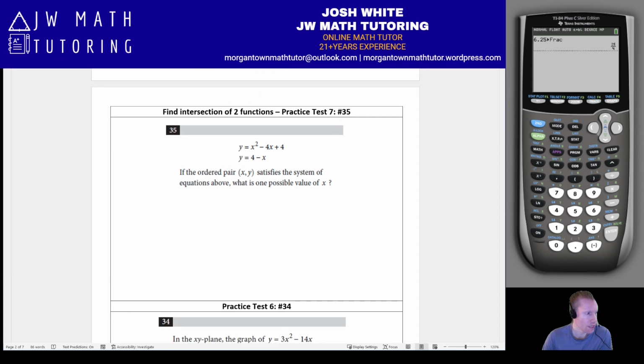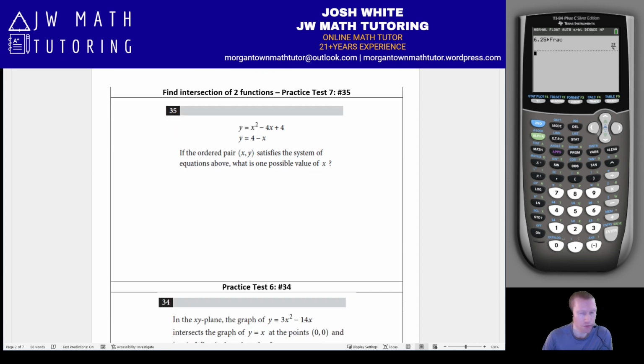All right, next let's look at another problem involving basically the intersection of two functions and how we can actually use the intersect function, the calculator, to get our answer. So this is from practice test number 7. It's problem number 35, and it wants to know what ordered pair satisfies this system of equations.